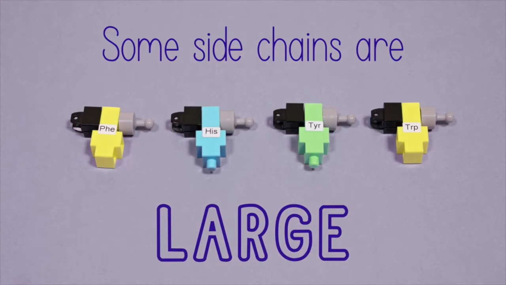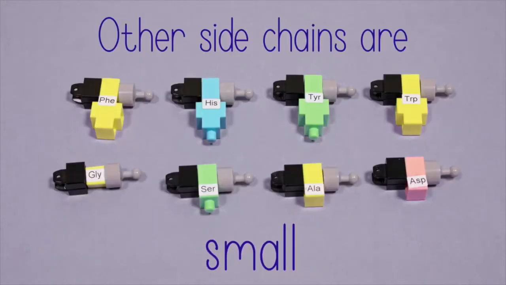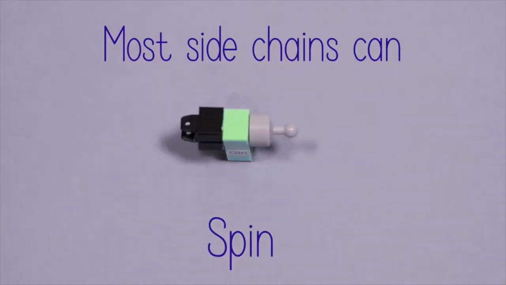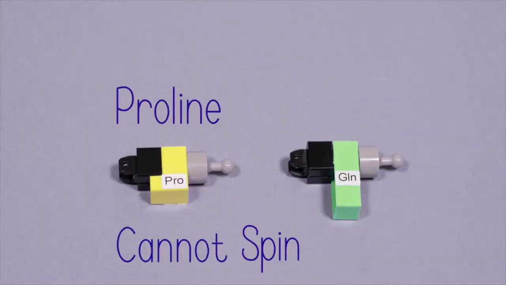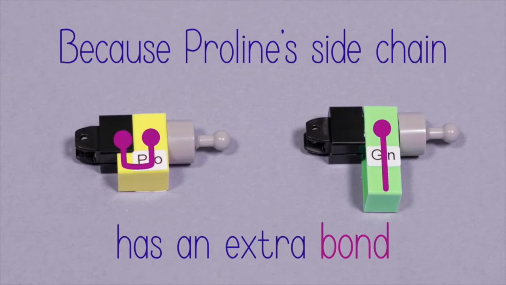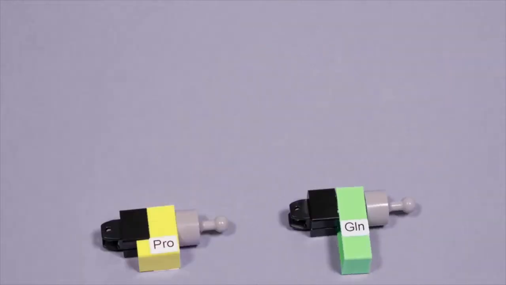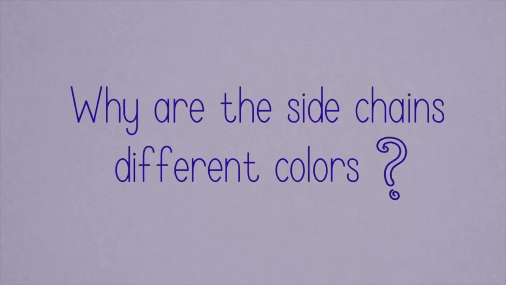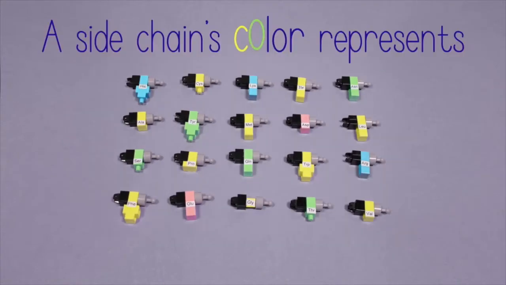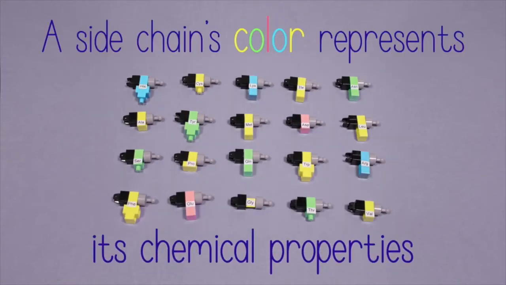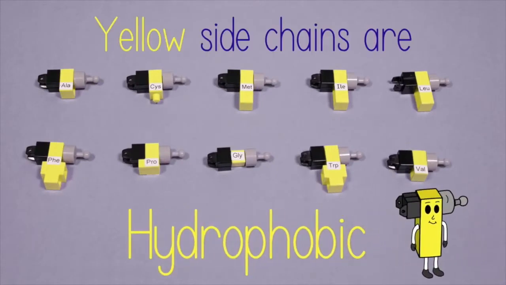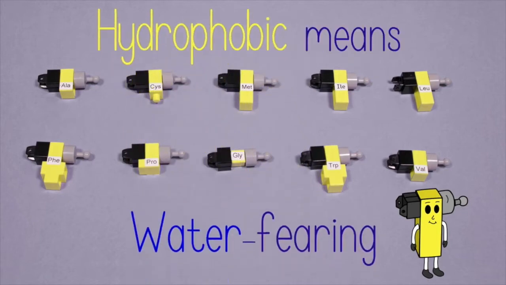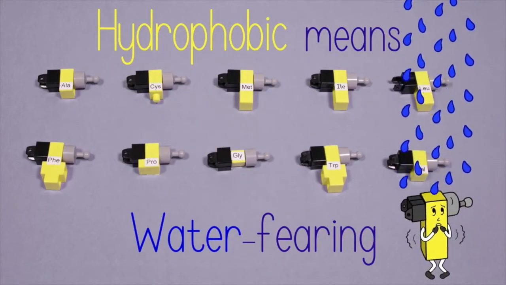Some side chains are large. Other side chains are small. Most side chains can spin, except proline cannot spin because proline's side chain has an extra bond. Why are the side chains different colors? A side chain's color represents its chemical properties. Yellow side chains are hydrophobic. Hydrophobic means water-fearing.